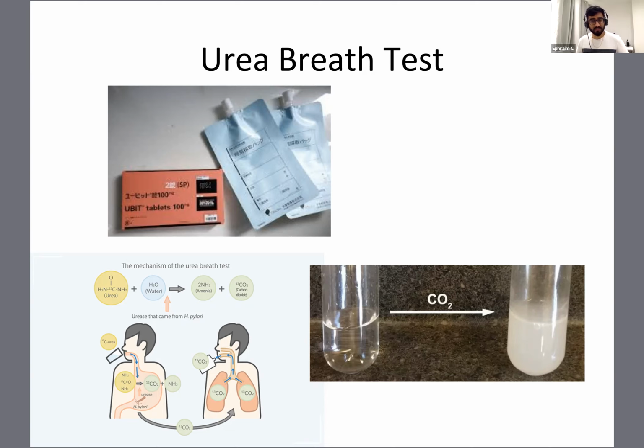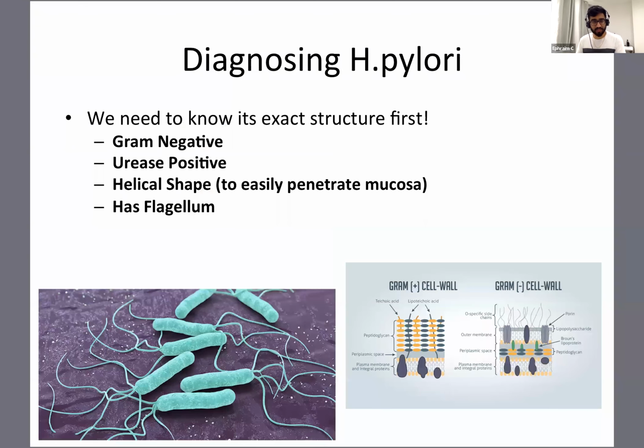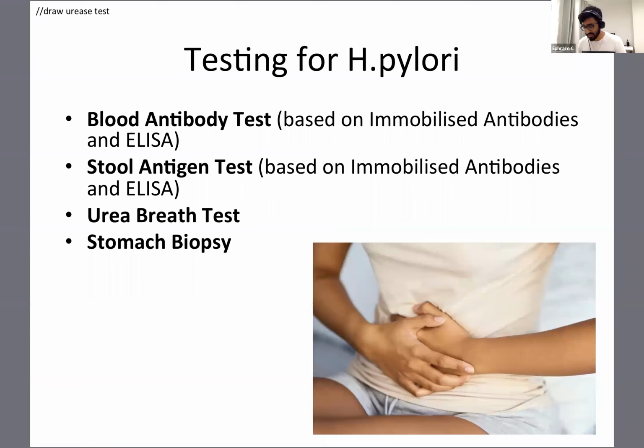And if we know that the urea we've given is being broken down by some urease enzyme, it must mean that H. pylori is present, because only H. pylori releases urease. So we're working backwards to diagnose H. pylori. This is called a urease breath test.